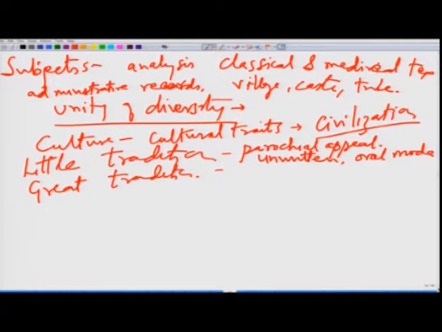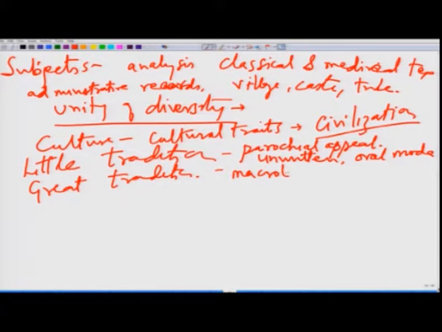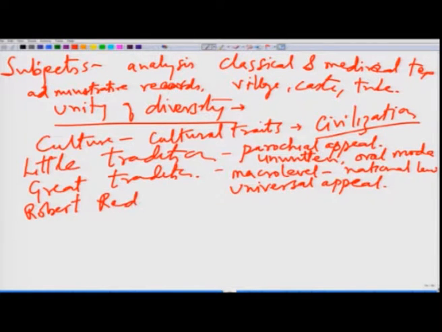And on the other hand, the great traditions are those traditions which are seen at the macro level, maybe the national level or any bigger entity. So, the great traditions are basically those traditions which have wider acceptance. We can see that they are universal in nature, they have a universal appeal. And with regard to that, we had significant works by Robert Redfield and McKim Marriott, who tried to see these traditions, the little and the great traditions, in their own way.